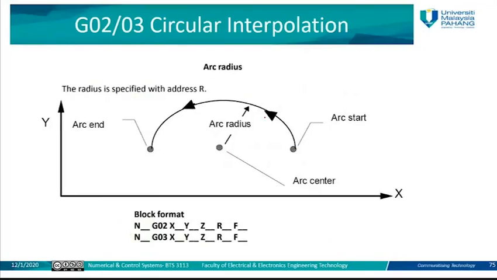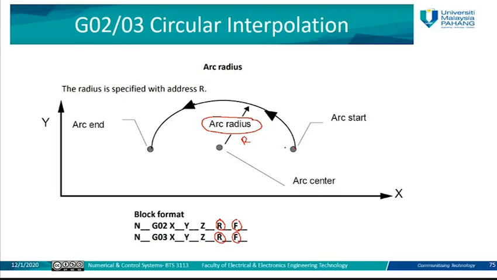In the case we have the radius here, or the arc radius, we do not need to calculate the value of I and J and K. We are just going to use the value of R. So the block format, or the code format of the block here, will be N, the sequence or the number of the block, G02 or G03, X, Y, Z. In the case you have 3 coordinates, then you are going to include the value of R, which is the radius. After R, we have the feed rate.